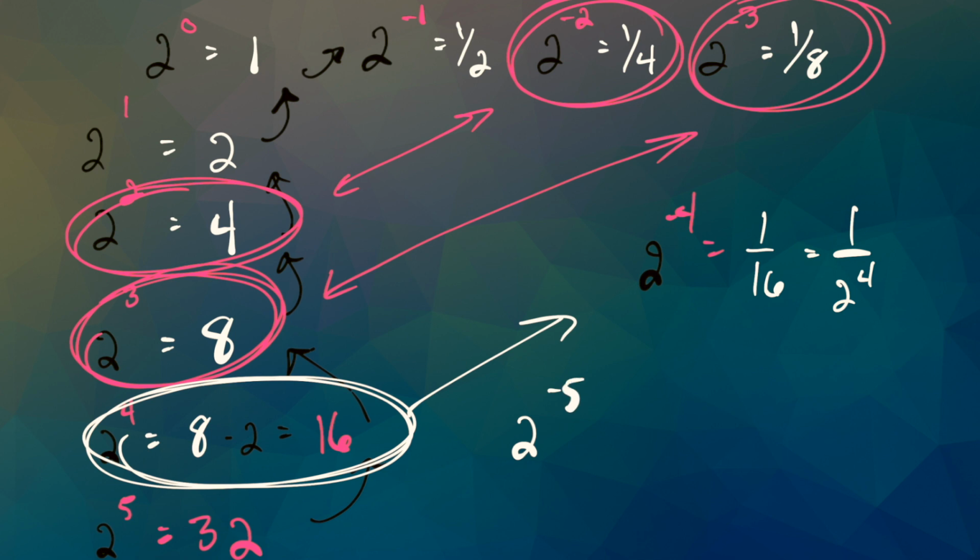2 to the negative 5th would be the same thing as 1 over 2 to the positive 5th. Or if we evaluated it, 1 over 32. And so that is what we're looking for with our negative exponents, our zero exponents, and of course our power rules more generally.